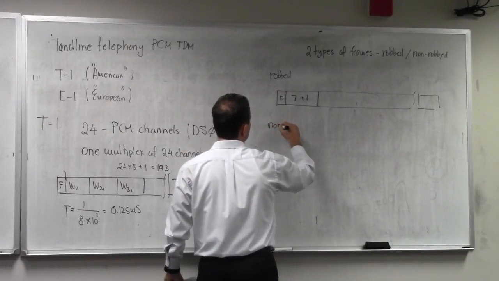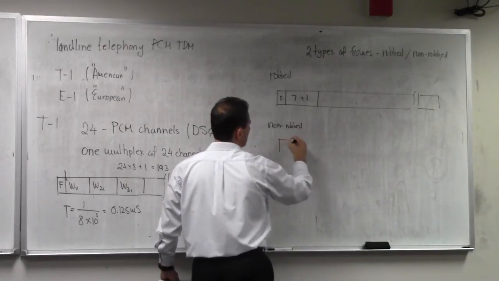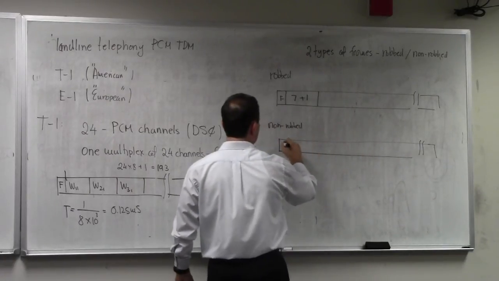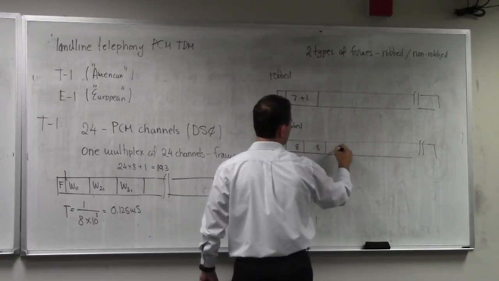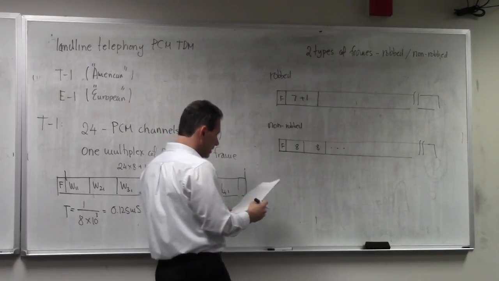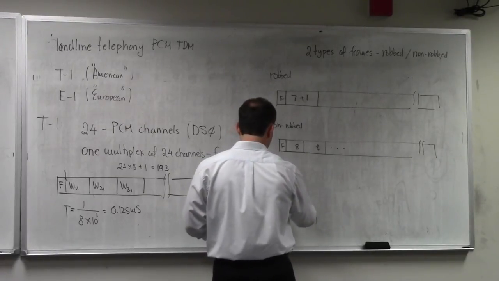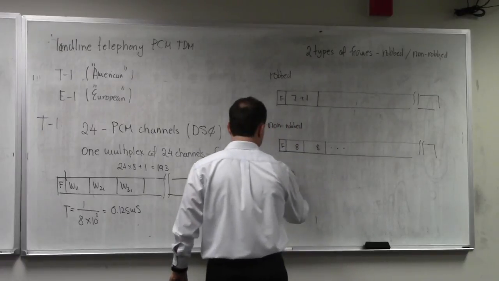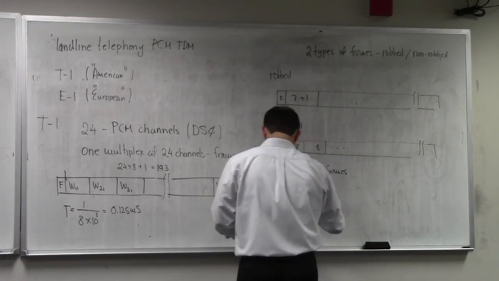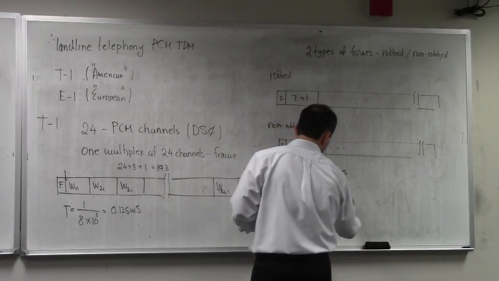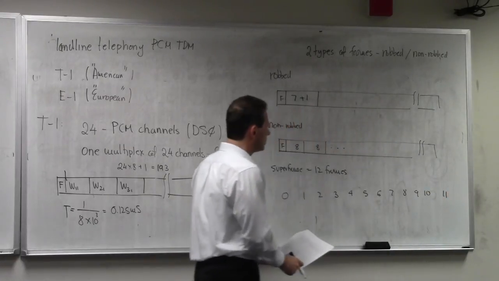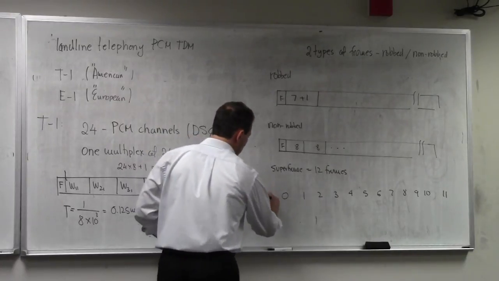Now, non-ROP frames look like this, right? As we started with, you have your frame bit and then 8 bits for voice, 8 bits for voice, and so on. If you look at what is called a superframe, the superframe consists of 12 consecutive frames. So, superframe equals 12 frames. And if you look at now 0, 1, 2, 3, 4, 5, 6, 7, 8, 9, 10, 11, 12 consecutive frames are going to form a superframe.